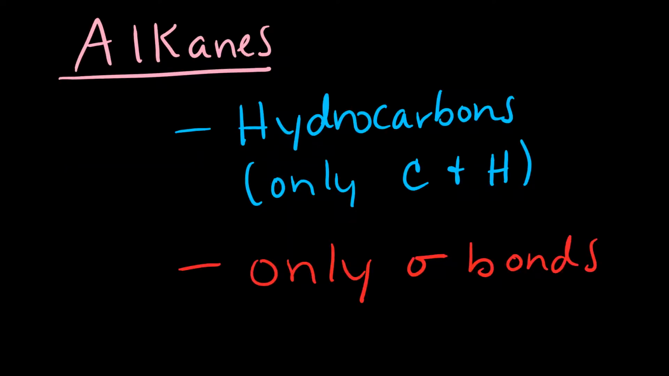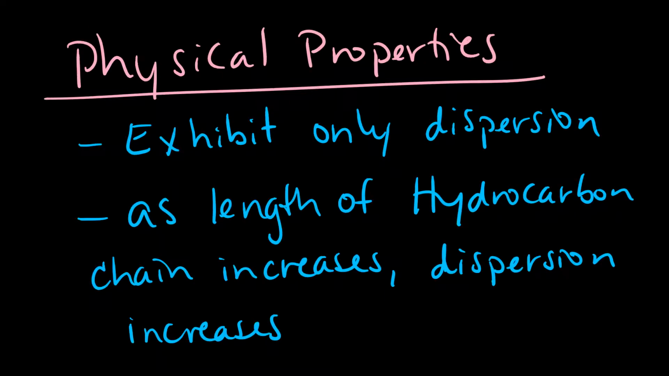The first class of compounds that we're going to study in this course are going to be the alkanes. Alkanes, hopefully you recall, are hydrocarbons, which means that they're only composed of carbon and hydrogen, and alkanes are only composed of sigma bonds. As far as physical properties go, they only exhibit dispersion, and as the length of the hydrocarbon chain gets longer, the dispersion increases.